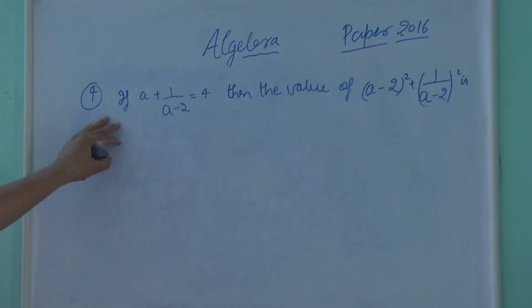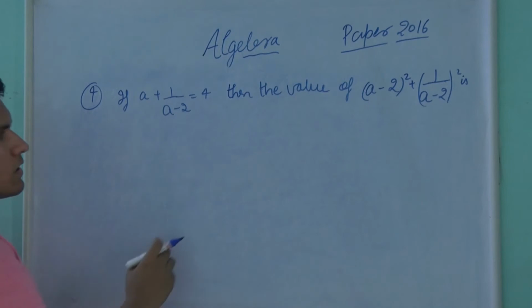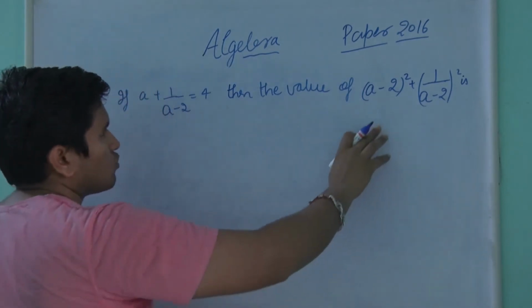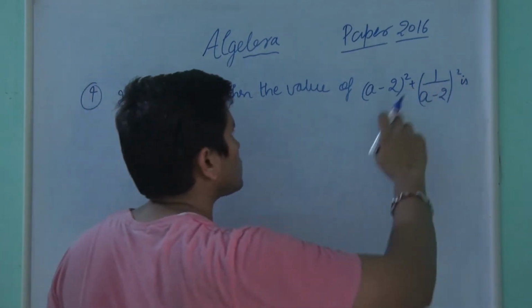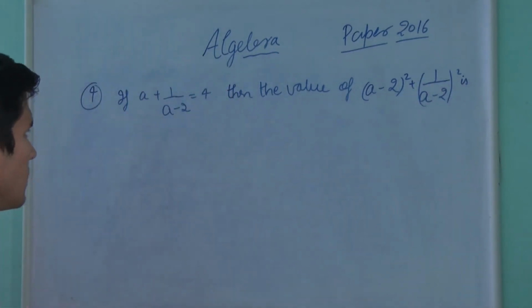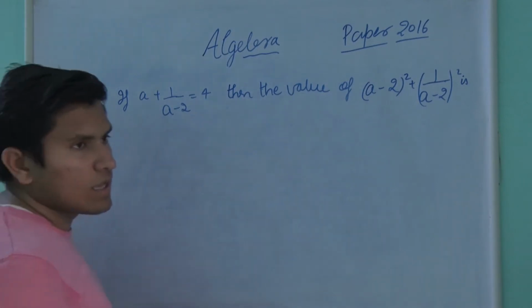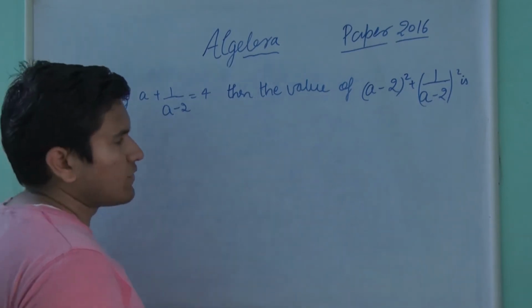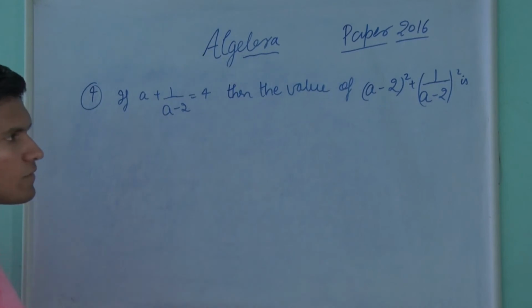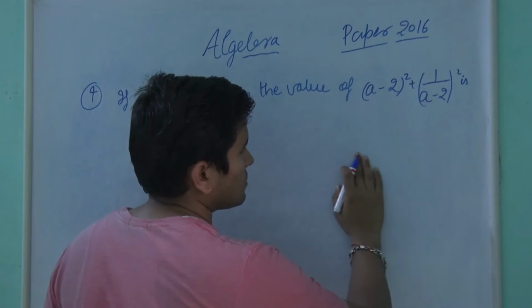So guys, here we have question number 4. In this question, we are given a plus 1 upon (a minus 2) equals 4. Then we have to find the value of (a minus 2) whole square plus 1 upon (a minus 2) whole square. In this type of question we have some important formulas. We haven't discussed them yet, but we will discuss them in the next video. I will make a separate video of important formulas. First of all, we should discuss the formula for this type of question.